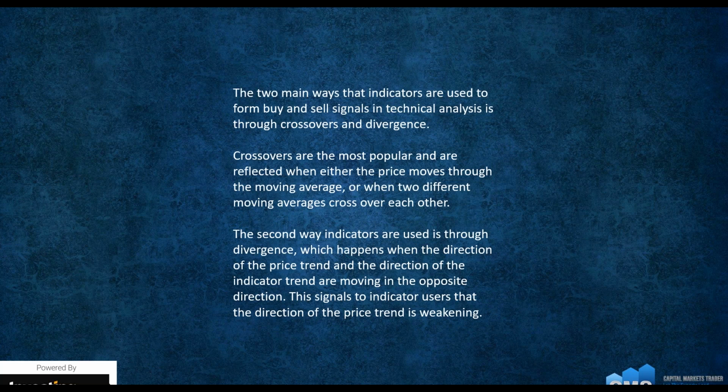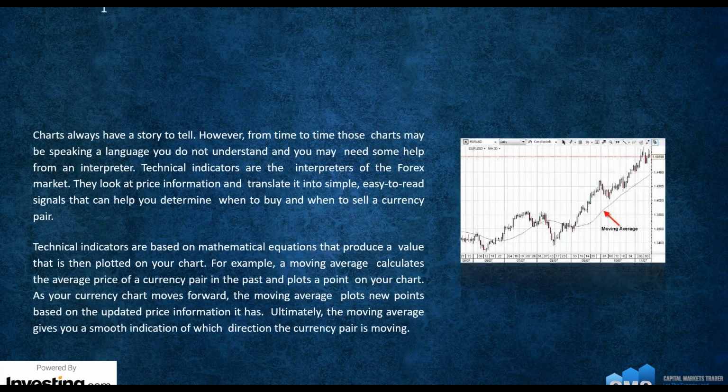Now, the two main ways that indicators are used to form buy and sell signals in technical analysis are crossovers and divergences. The second way indicators are used is through divergence, which happens when the direction of the price trend and the direction of the indicator are moving in opposite directions.